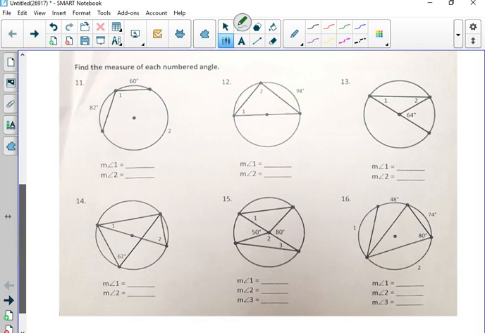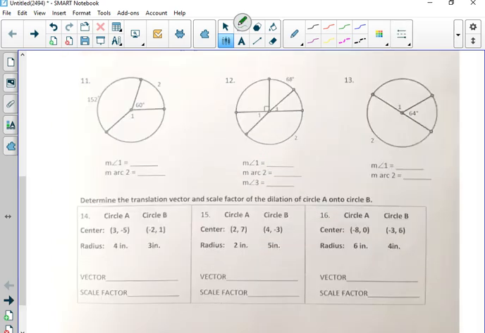Okay, find the measure of each numbered angle. Well, the measure of angle 1, whoops. Okay, minor technical difficulty. That was the quiz that we scrapped. So let's try this one now. This looks a little bit better.